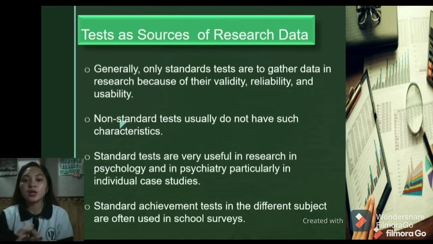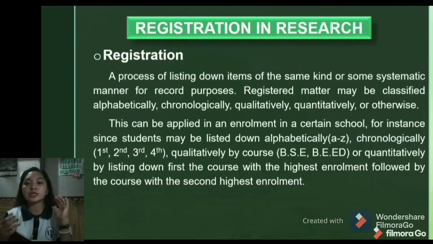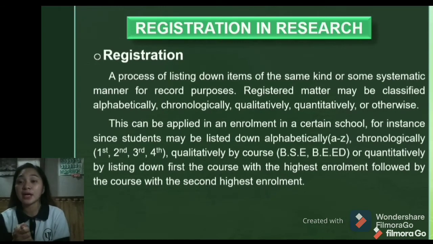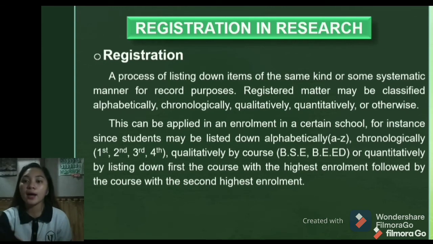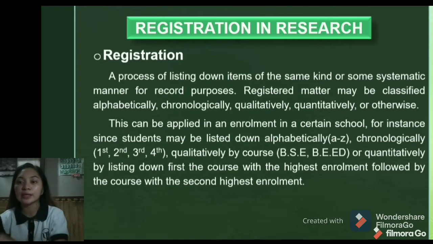Registration in research. Registration, as a word, is a process of listing down items of the same kind in some systematic manner for record purposes. Registered matter may be classified alphabetically, chronologically, qualitatively, and quantitatively. For example, the students may be listed down alphabetically, like A to Z, from Atop to Zorelia.